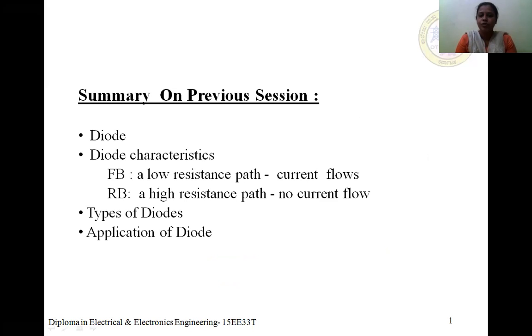So before going to Zener diode, let me have a small summary of the previous session, what we have studied. In the last session, that is session 4, we have studied about diode characteristics, types of diode and application of diode.